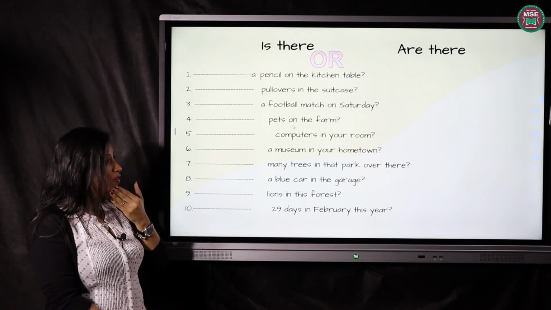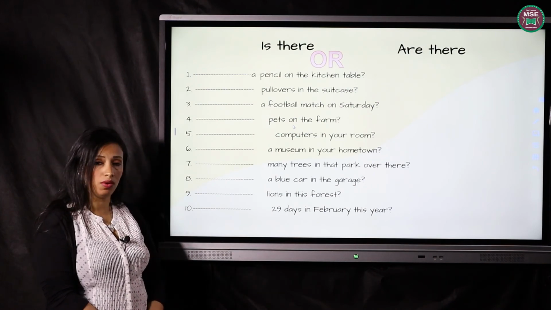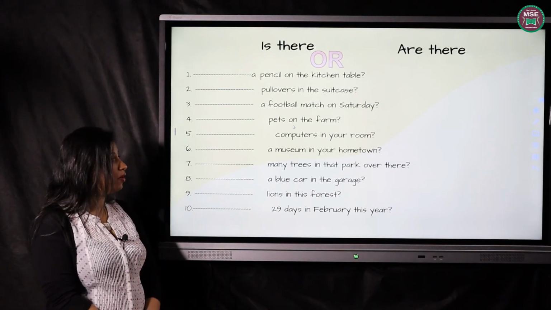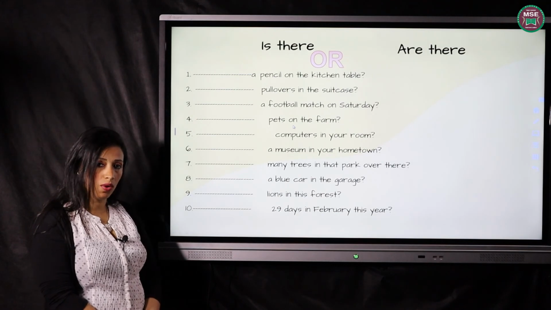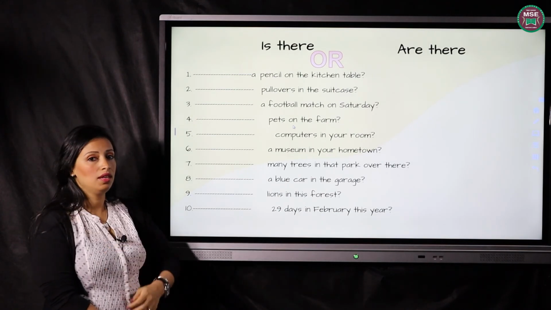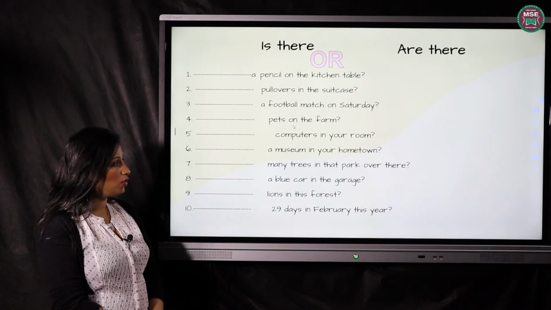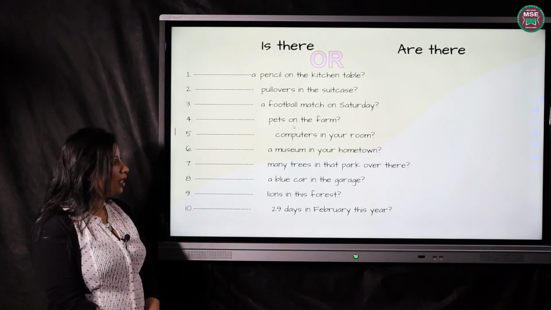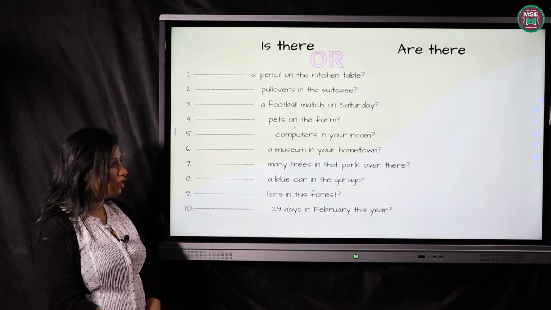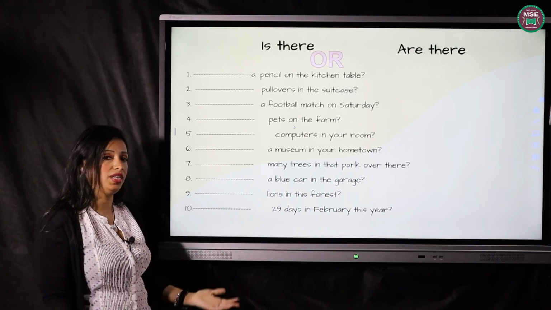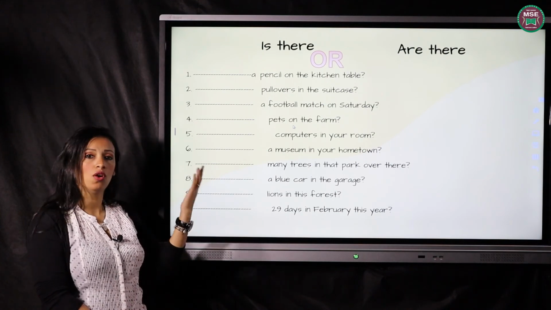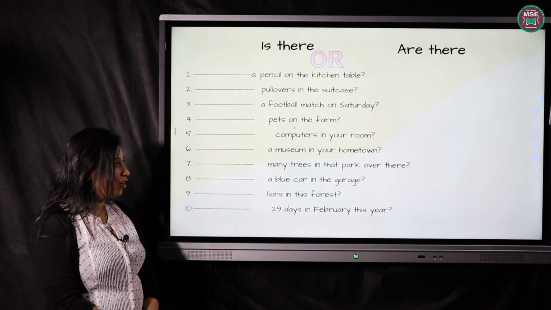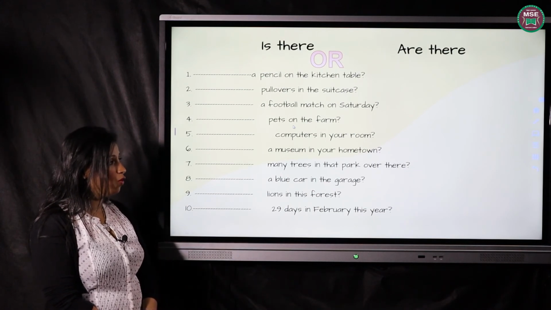Number six, a museum in your hometown. So I'm asking about one thing. Here I'm gonna start my question by using what? Is or are? Is. Is there a museum in your hometown? Number seven, many trees in that park over there. Many trees. I'm gonna use is there or are there? Think about it. Yes, are there many trees in the park over there?